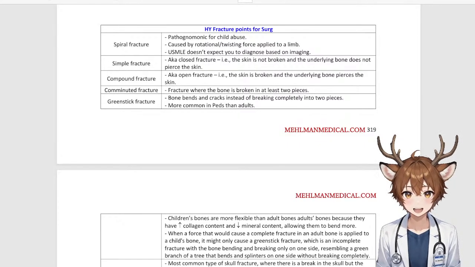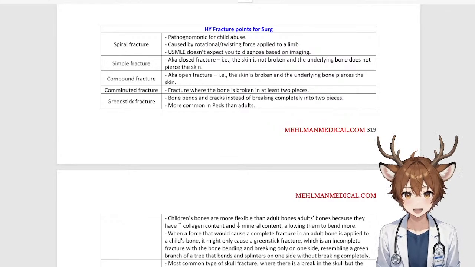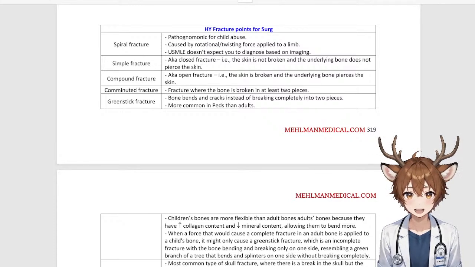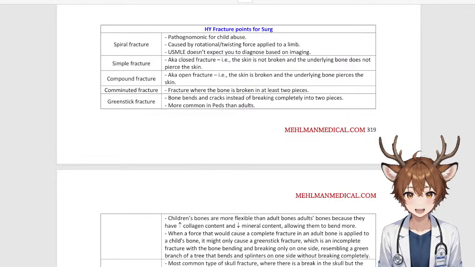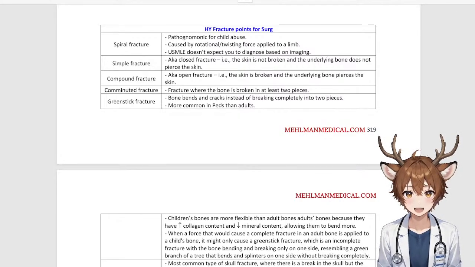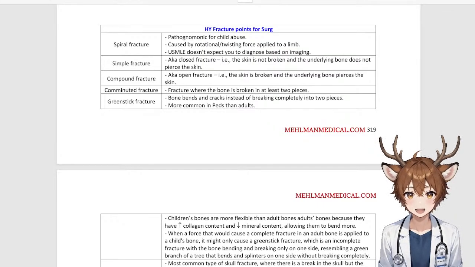High-yield fracture points for surgery. Spiral fracture, pathognomonic for child abuse, caused by rotation/twisting force applied to a limb. USMLE does not expect you to diagnose based on imaging.